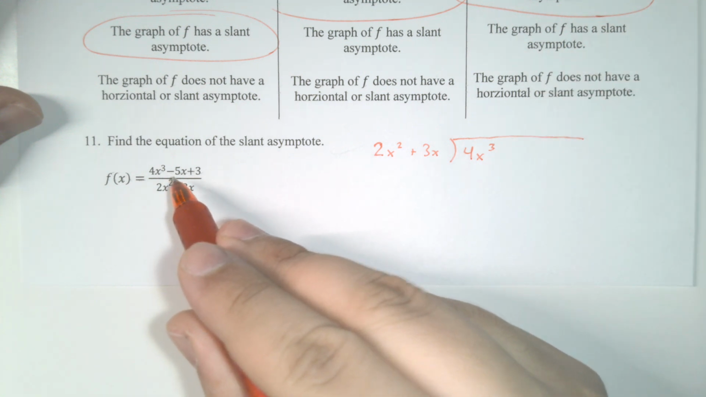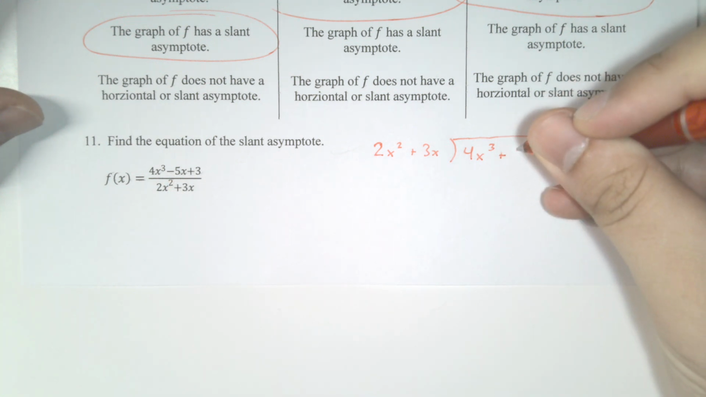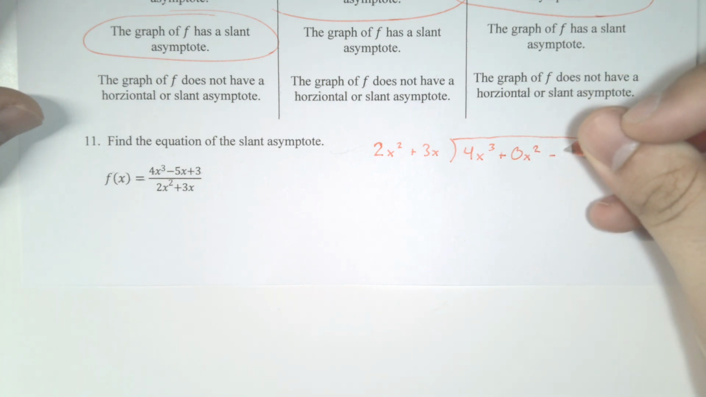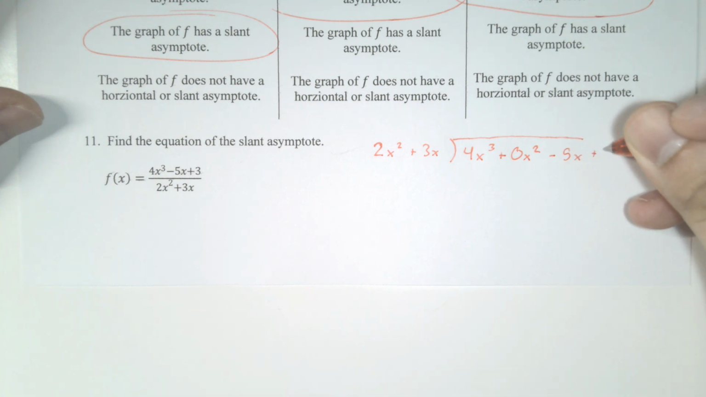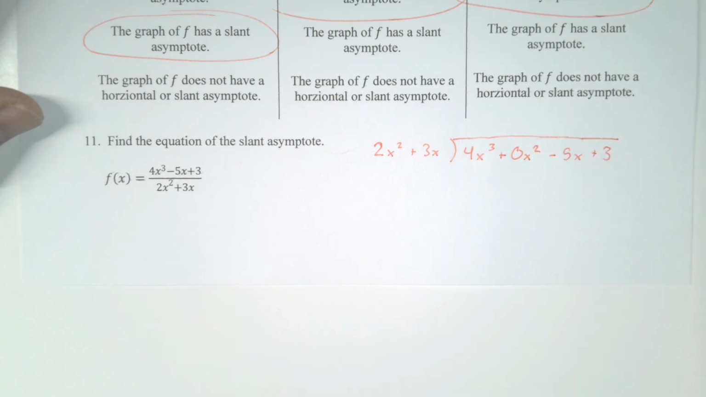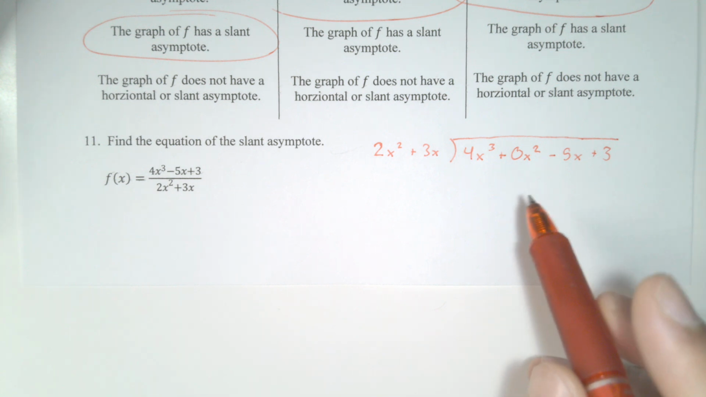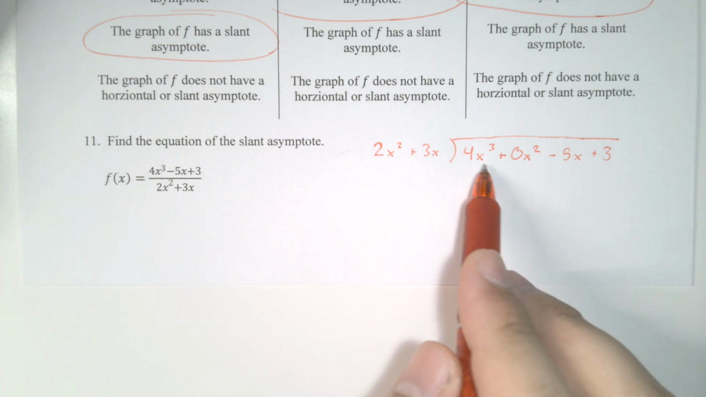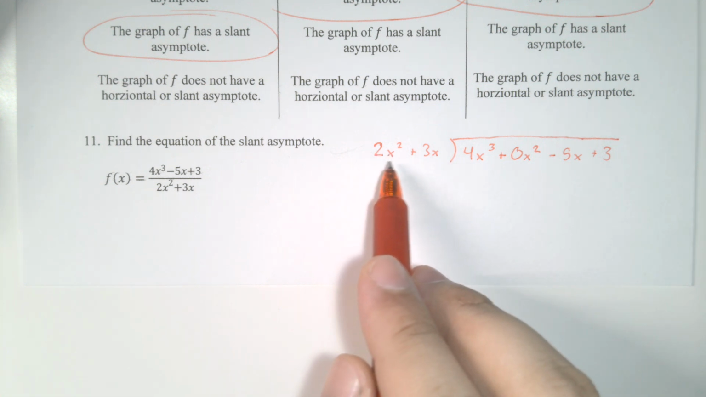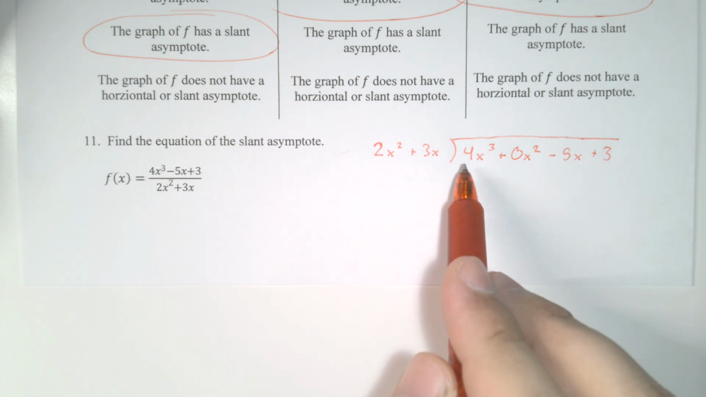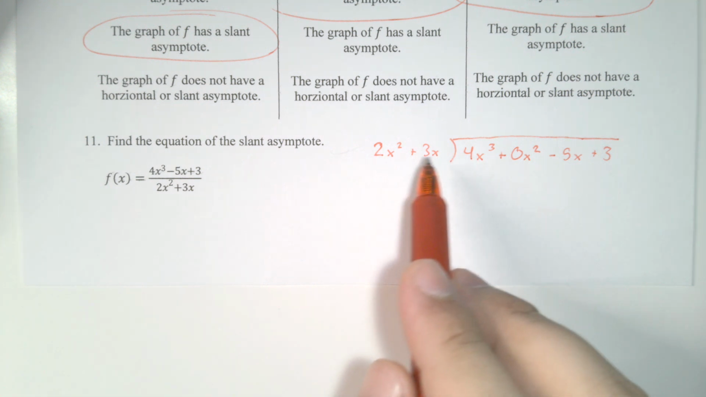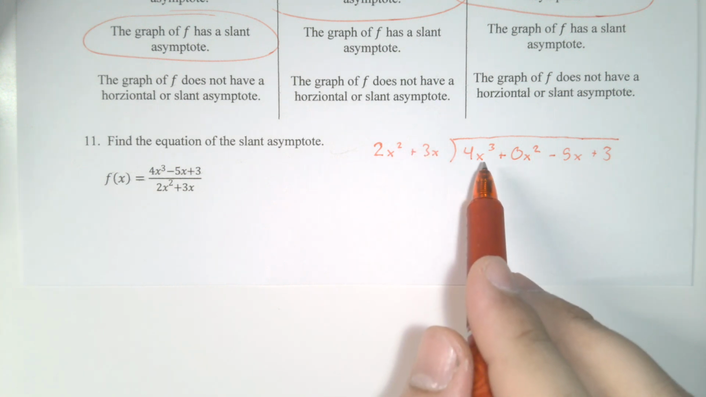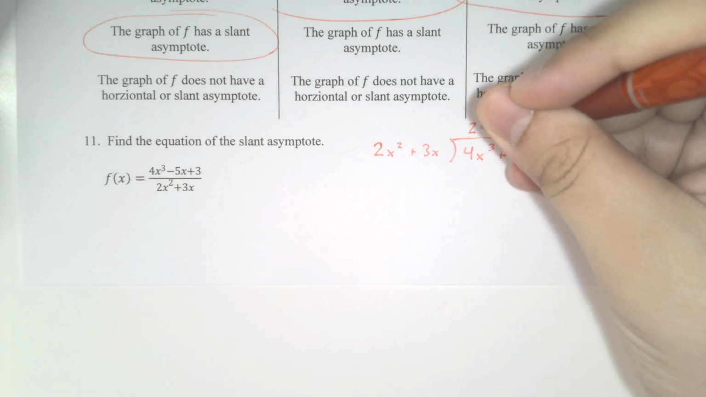Notice we're missing a squared term, so we have to put plus 0x squared as a placeholder. Then we have minus 5x, and then we have plus 3. All right, so all we need to figure this out is to look at the leading terms. So we ask ourselves, 2x squared times what gives us 4x cubed? Well, 2 times 2 is 4, and x squared times x is x cubed, so this is going to be 2x.